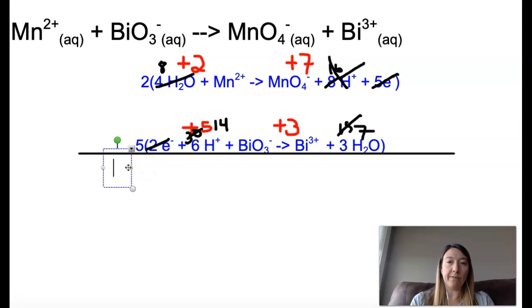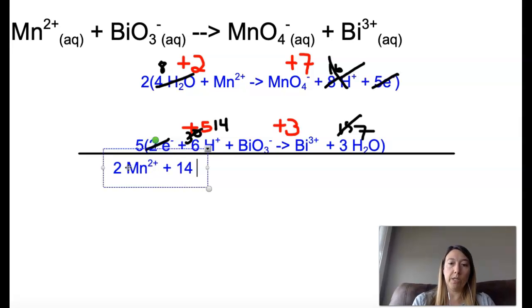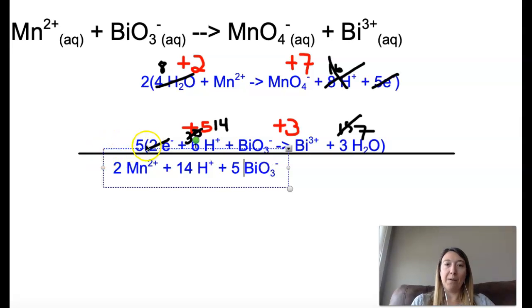All right, so now what we're left with, we are left with 2 Mn2+ plus 14 hydrogen ions plus a BiO3-. Oh, no, see, and I already made a mistake. It should be 5 BiO3- because I have to multiply that 5 through, right? So that is the danger of not putting all those numbers in. I don't want to say it's the lazy way around it, but in a way it is, right? Because I'm not changing every single number, but then I have to make sure that I'm not forgetting to apply that through.